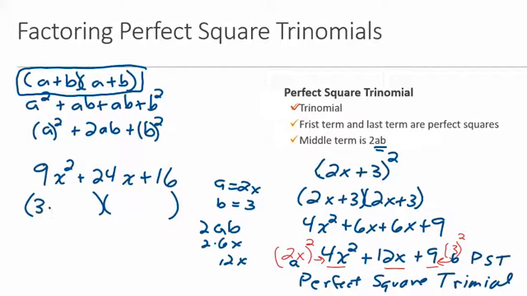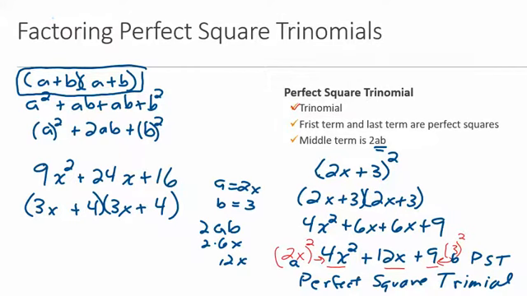So this is going to be 3x and 3x to multiply to be 9x squared. And then what times itself is 16? That's 4 and 4. And then all these are positive, so we make it both positives. That's it. That's all there is to factoring it. It has to be a perfect square trinomial, though, to fit this form of factoring.